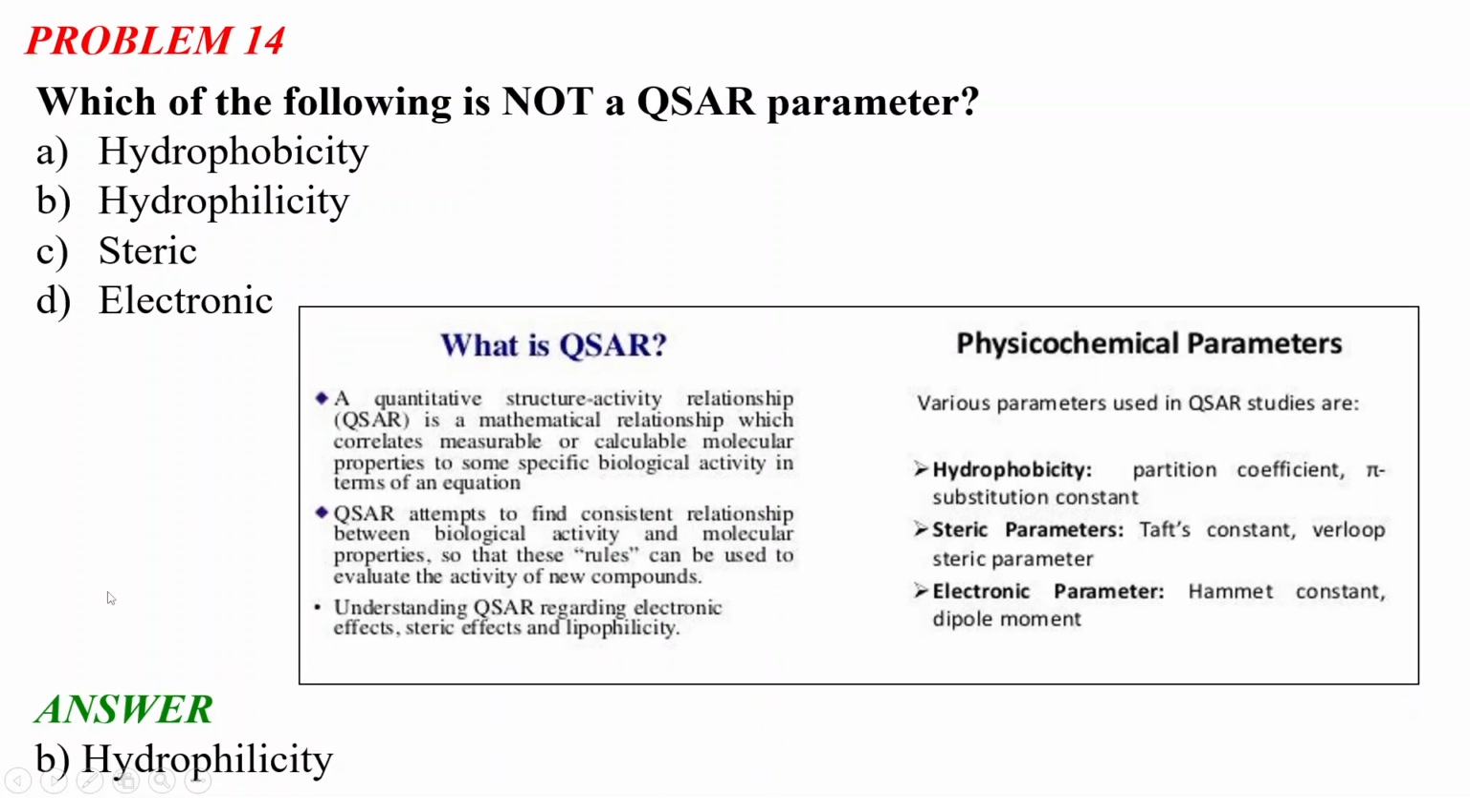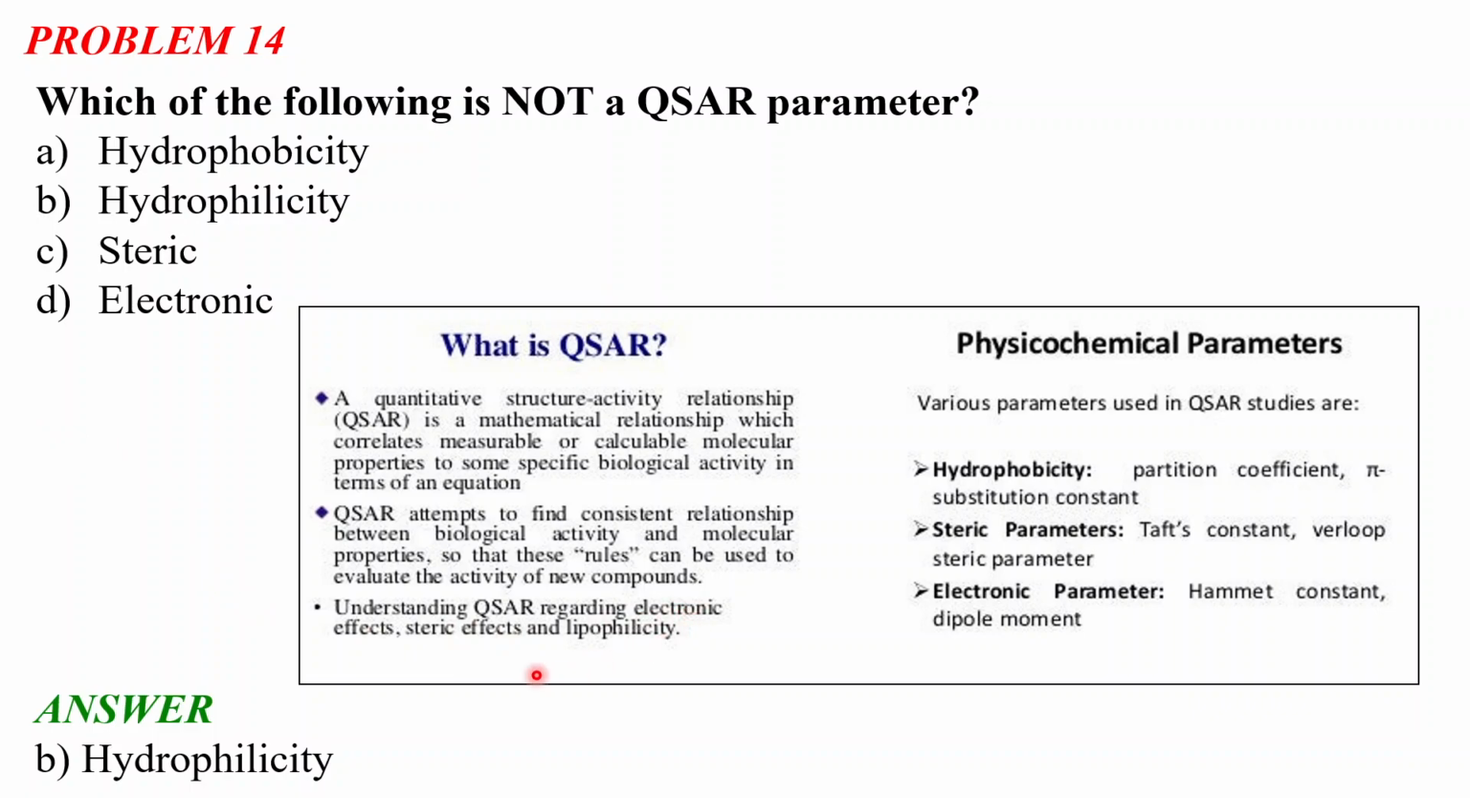So, what is a QSAR? A quantitative structure-activity relationship is a mathematical relationship which correlates measurable or calculable molecular properties to some specific biological activity in terms of an equation. So, it is basically correlating a mathematical equation with our bodily reactions, the biological activity. Okay. QSAR attempts to find a consistent relationship between biological activity and molecular properties, so that these rules can be used to evaluate the activity of new compounds. Like if you have a particular value of a particular parameter, you can say whether the drug is good or bad, or how much it needs to be improved for better reactivity.